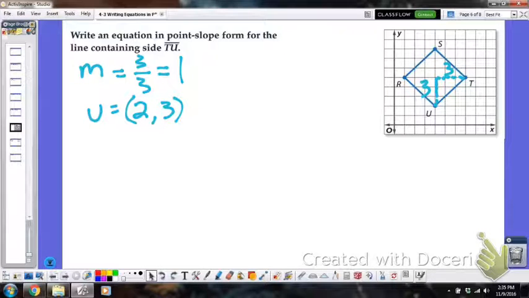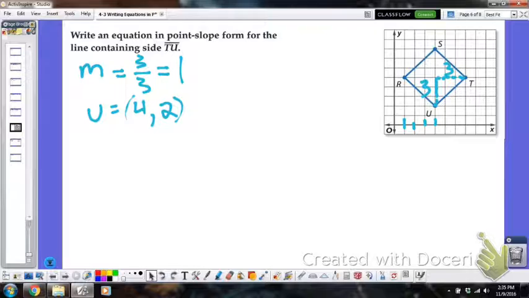I'm sorry, it's not 2, 3, it's 3, 2. Got them mixed up there. Wow, I can't count. 1, 2, 3, 4. 4, 2. Point U is 4, 2. Sorry, guys. So I have my point, my slope.